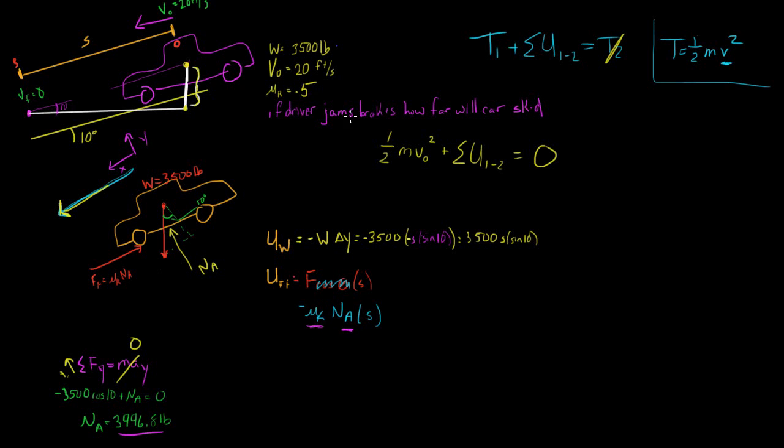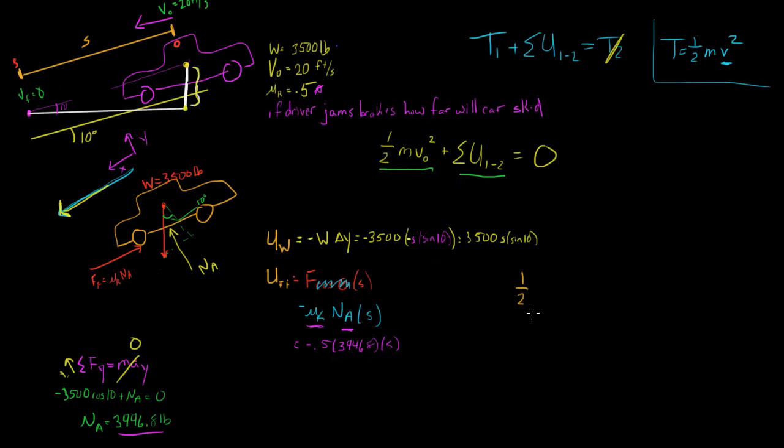We know what our coefficient of kinetic friction is. It's 0.5. So we get our work done by our frictional force is equal to minus 0.5 times this 3,446.8 times this distance that the car skids. So now we have this part of the equation already. I guess I forgot to fill it in, so let's just fill in everything now.